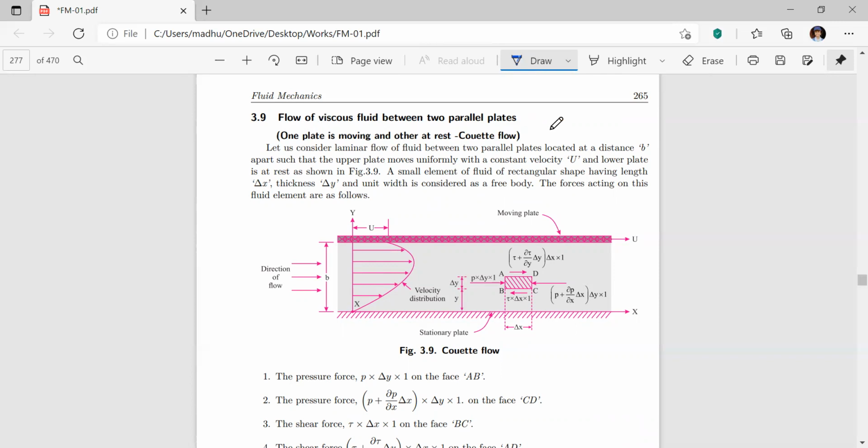Here it is also similar to the earlier one, but here one plate is moving and another plate is at rest. You can see that the top plate is the moving plate and the bottom plate is at rest. This type of flow is very popularly known as Couette flow. We are going to study the same type of derivation once again in the next class with the same expressions, but here the bottom plate is fixed and the top plate is moving. That is the only difference. So we will do one problem, and the derivation will be continued in the next class.